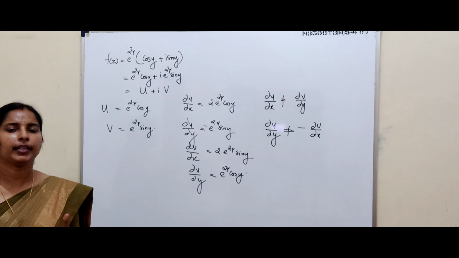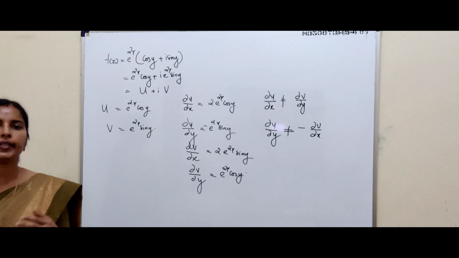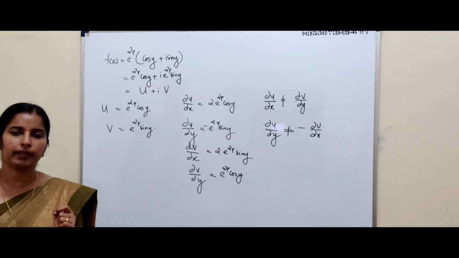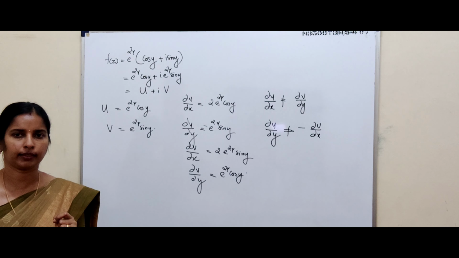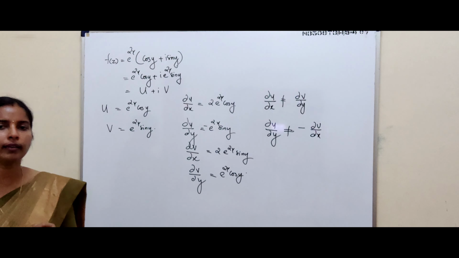See, we have the Cauchy-Riemann equations: ∂u/∂x equal to ∂v/∂y and ∂u/∂y is equal to minus ∂v/∂x. If at least one equation is not satisfied by the given function, we can say it is not analytic. So here the given function is nowhere analytic.